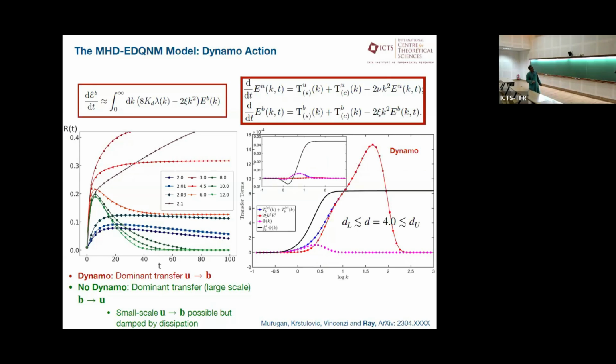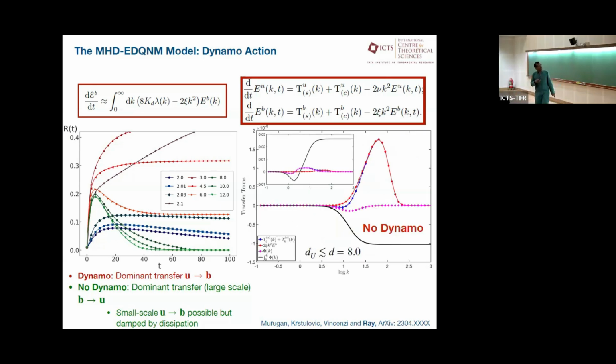For dimensions between these critical dimensions, this is an example from d equal to 4. Again, just look at the black curve. As a function of k, it's a cumulative integral, really. You see that eventually it saturates to a positive value at large k. It's the integrand integrated from 0 to k, plotted against k. So what would be known as a cumulative distribution, which shows that the net transfer is always happening from U to B, which leads to the dynamo action.